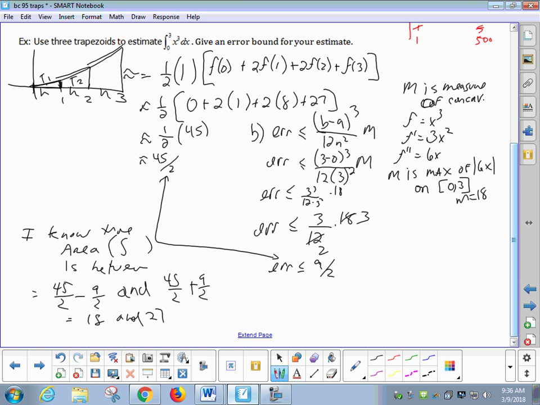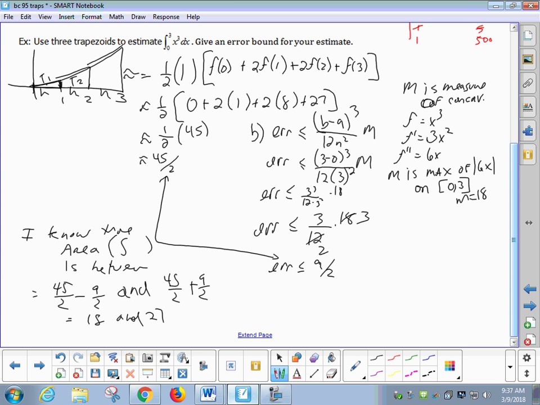I know the true area has to be between 18 and 27. Now, if I used more trapezoids, maybe 20 trapezoids or something like that, what would happen to this error bound? If I used more trapezoids, where would that be affecting here? The denominator. And so what kind of number would I get? A smaller number or a bigger number? Smaller number. What would that do to my window then? Instead of subtracting 9 halves and adding 9 halves, I'm subtracting and adding a smaller number. My window gets smaller and I start to get a better and better picture of the truth.